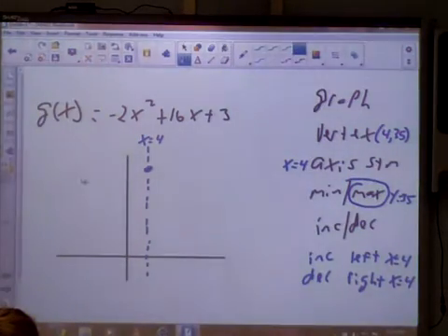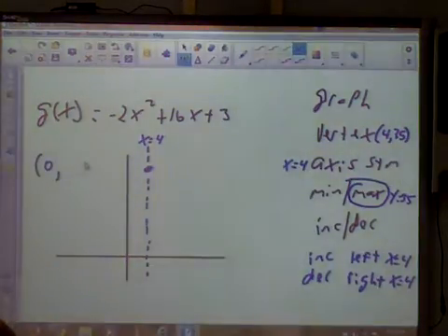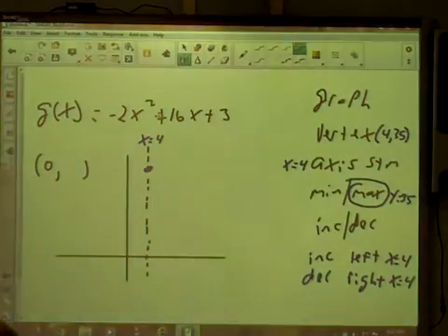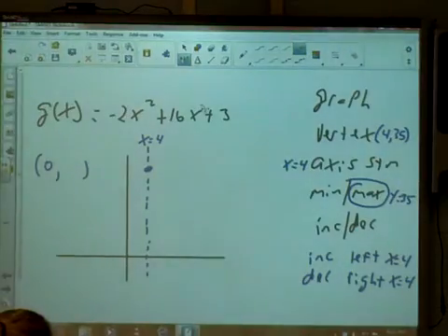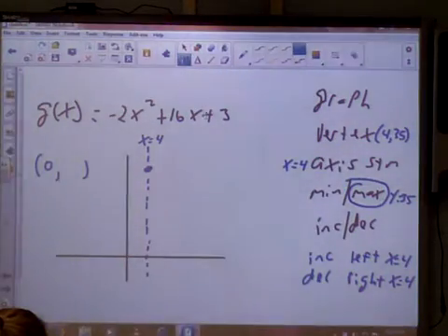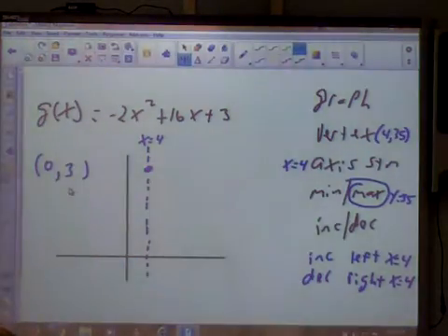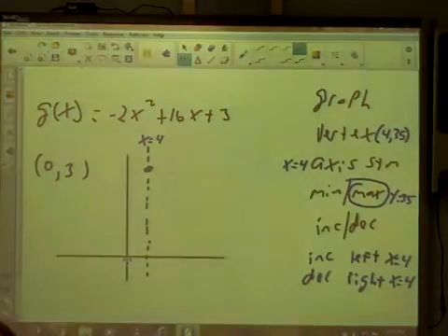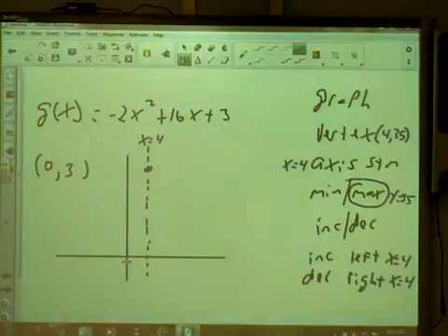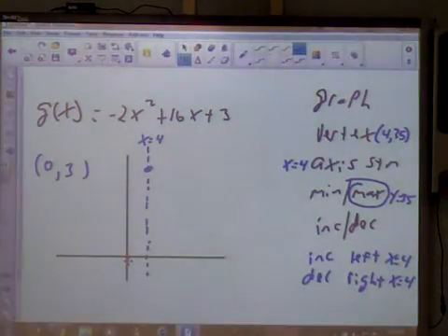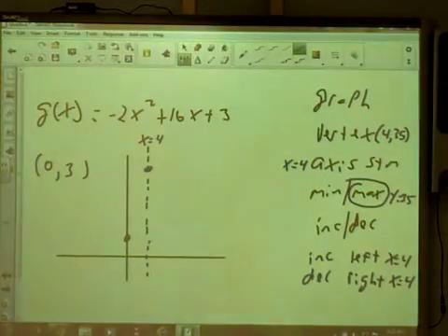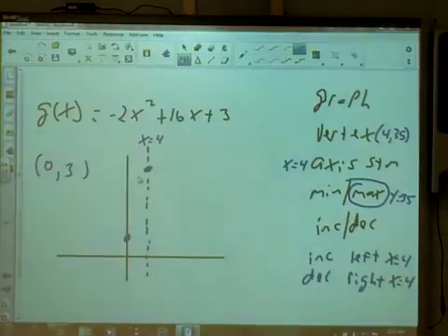Now we've already said it's going to open down. So I think 0 again would be a good one to plug in. And that's pretty friendly on this one, because if I plug a 0 in there, that whole piece is gone. 16 times 0, that's gone. All I'm left with is 3. So I'm going to go over 0 and up 3. So I'll be right about there. Can't make that be very high since that's all the way to 35, right?